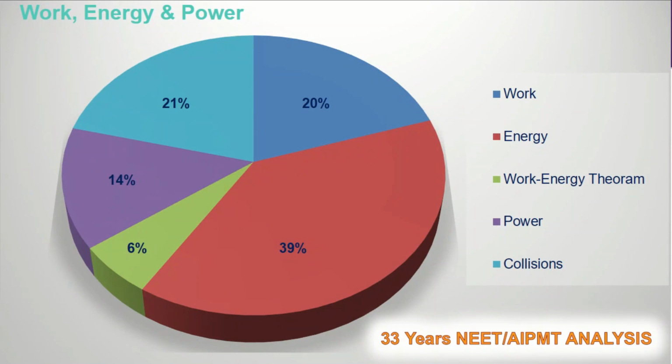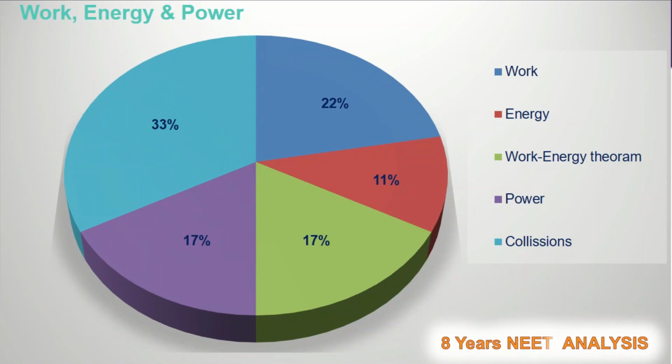If you split the unit, we will be having 5 different parts. The first one is work, next one is energy, and the third one is work energy theorem, then power and collisions. If you see, for the past 33 years, about 20% of questions were coming from work, and about 39% were coming from energy, and 6% from work energy theorem, and 14% from power, and 21% from collisions. So this was the scenario for the past 33 years.